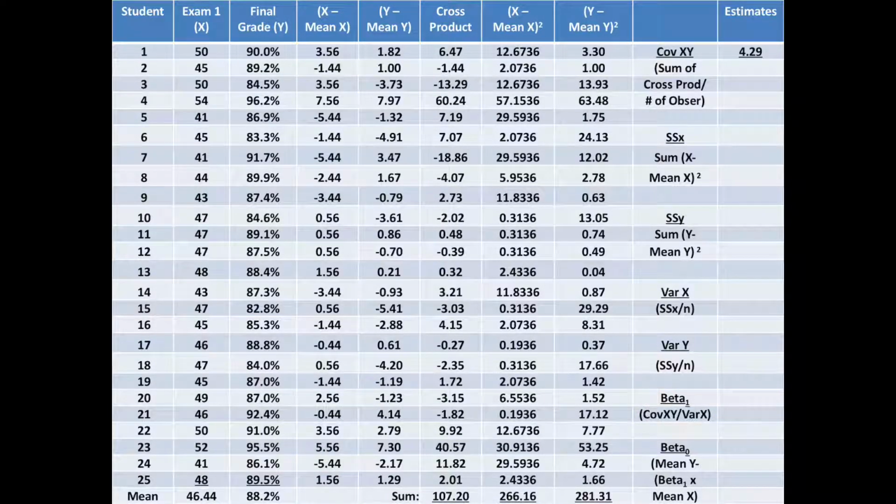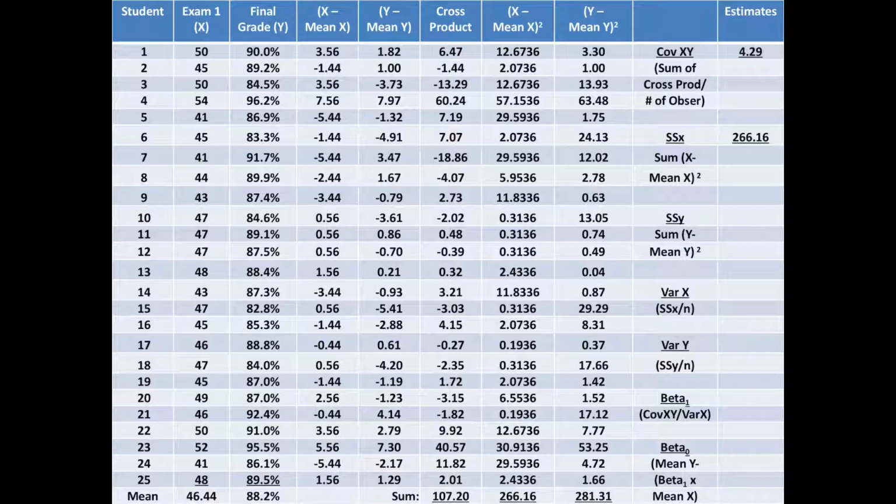So up here, we take the sum of all of our cross products divided by the number of observations. So here, we're going to get that from down here, 107.2, divided by the number of observations, which is 25. So 107.20 divided by 25 is going to give us 4.29. This is the covariance of x and y.